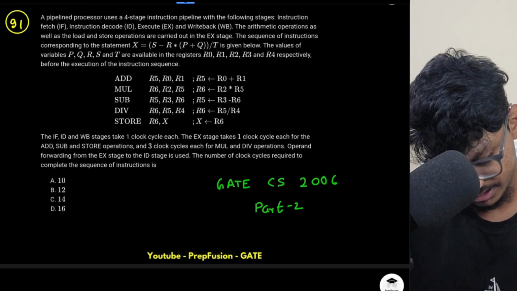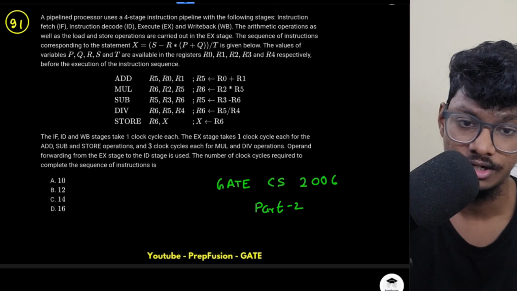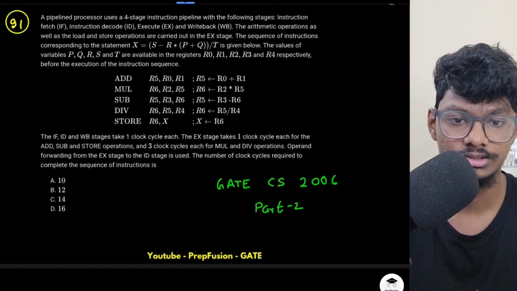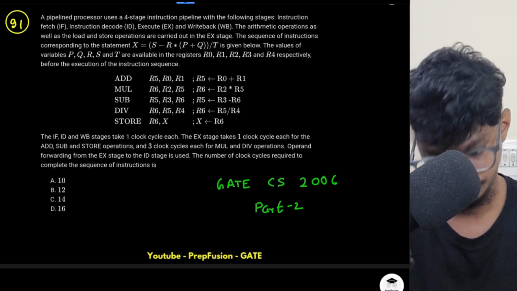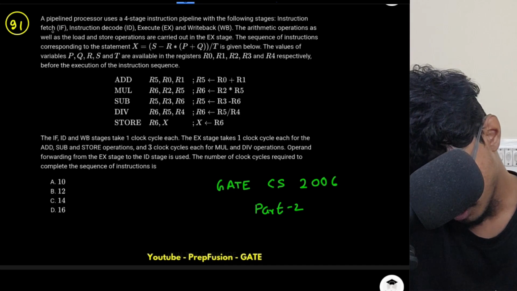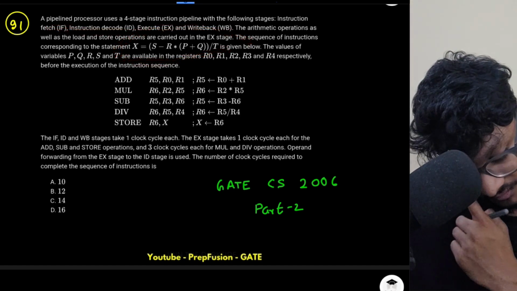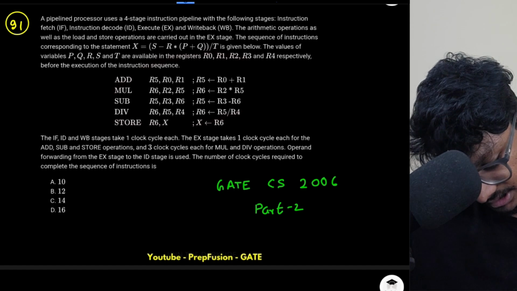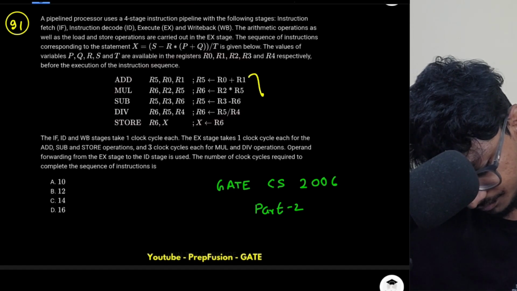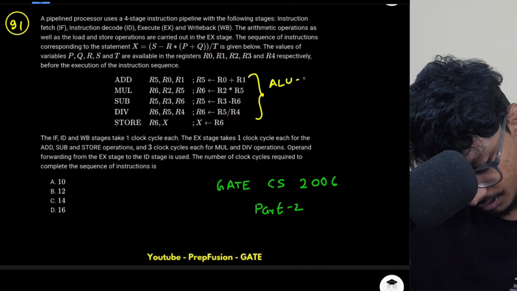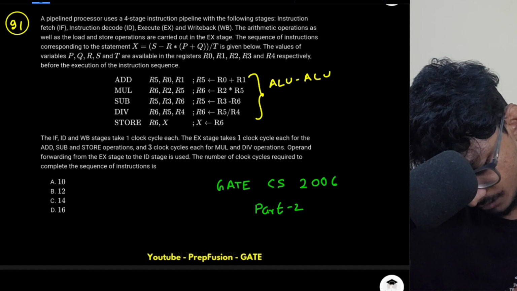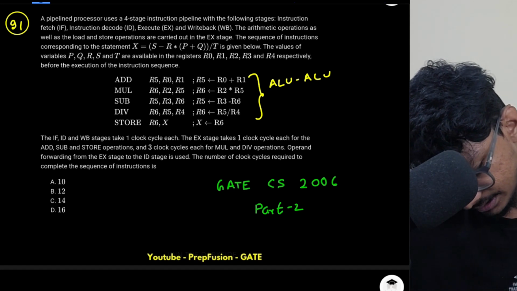So this question I took, I think, in the starting of the lecture as well, but this question is a bit different. What we have to find out? A pipeline processor uses 4 stages, and everything is register to register, everything is ALU to ALU.